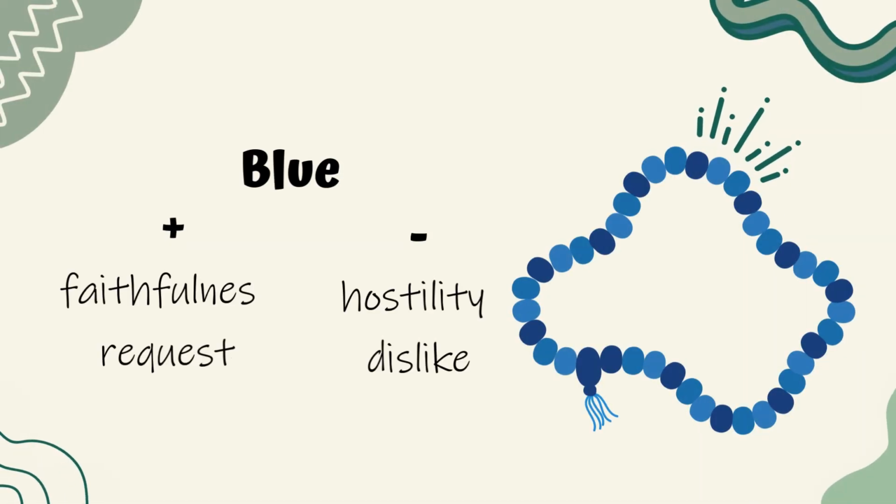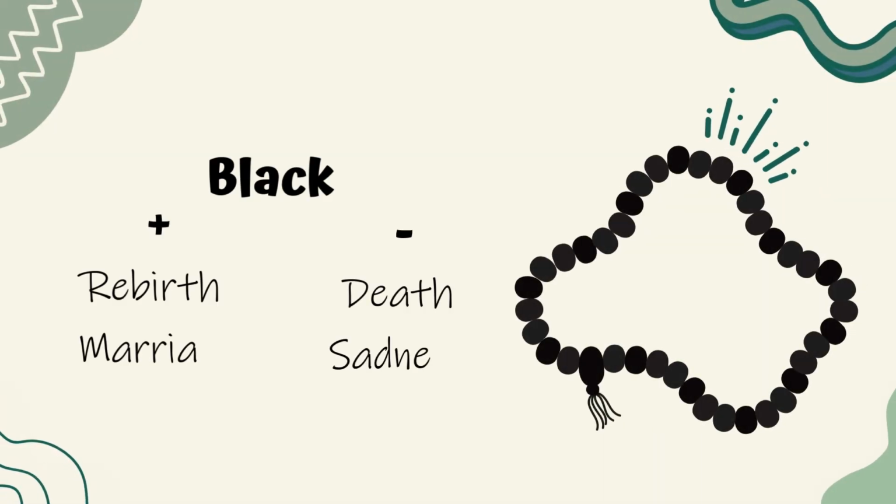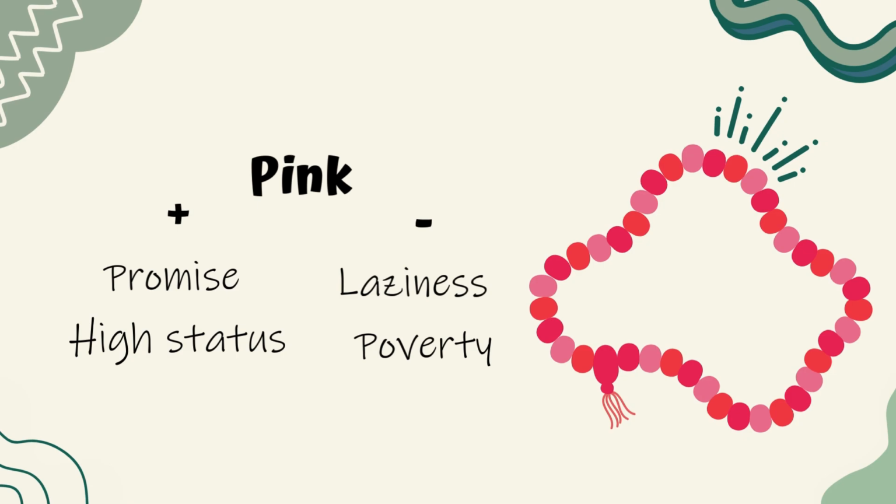Blue means faithfulness and can also be seen as a request. On the negative side, it means hostility and dislike. Black signifies marriage and rebirth, as well as death and sadness. Pink means promise or depicts high status, and on the negative side means laziness and poverty.